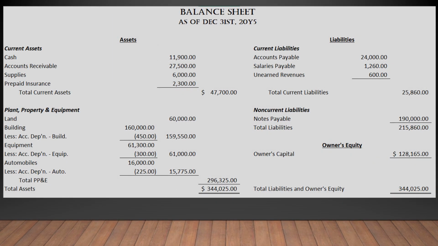Before we go any further, I'd like to call your attention to the time periods of our financial statements. Notice that the balance sheet is just for a particular point in time. In this case, as of December 31st, 2000Y5. In contrast, the income statement and the statement of owner's equity are each for 1 year periods.